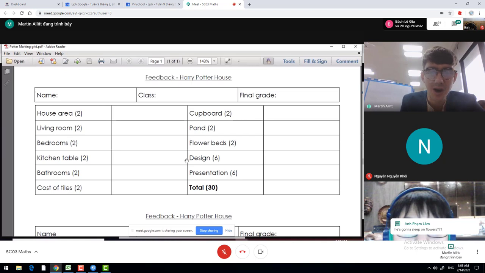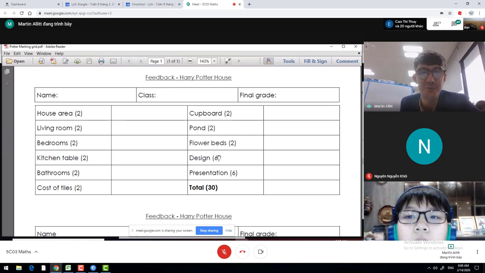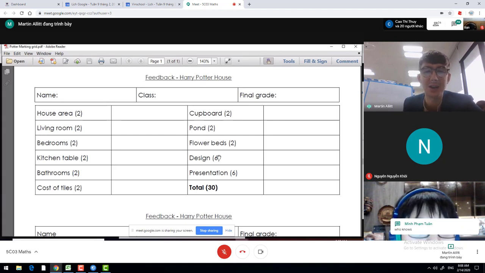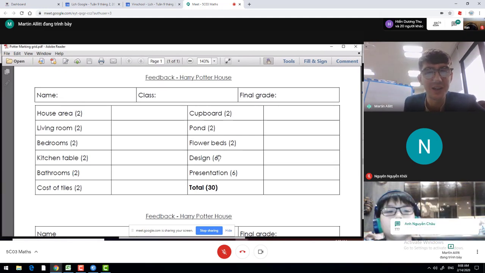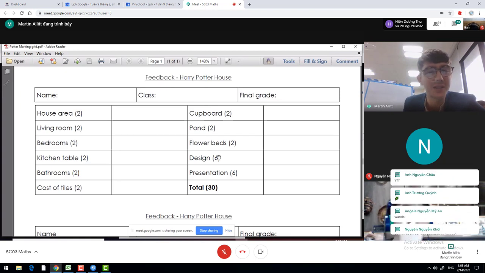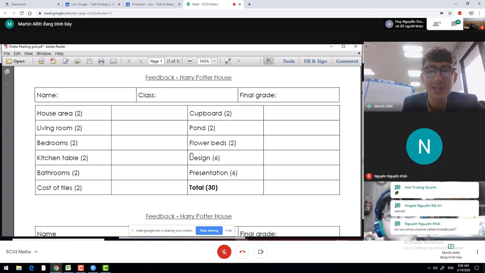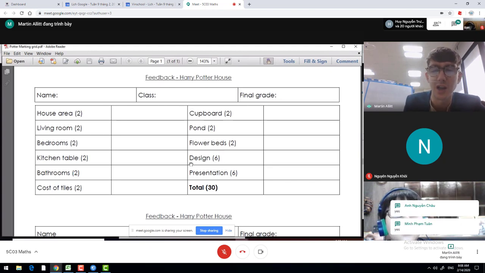So the design marks, this is for creativity. It's for how creative you have been in your design. How have you made the house interesting? How have you made the house beautiful? How have you made it suitable for a wizard to live in? How have you made it a nice place for a wizard to be? So I'm looking for creative designs, for interesting designs. That's how you're going to get your 6 marks for design.